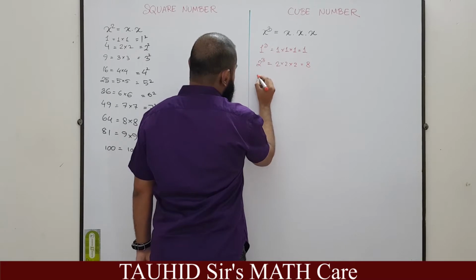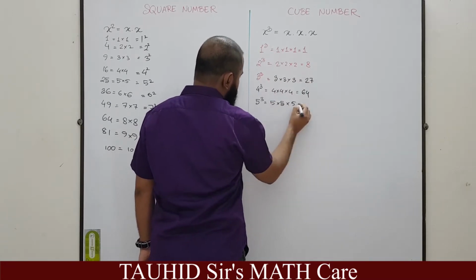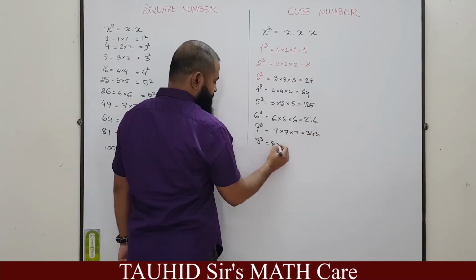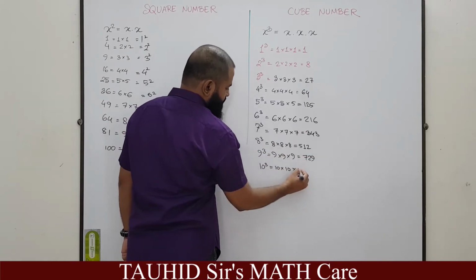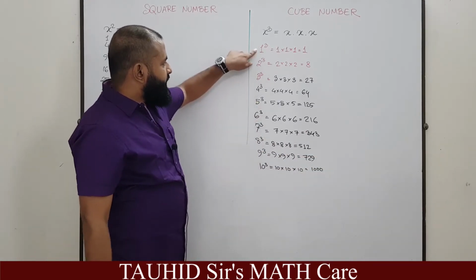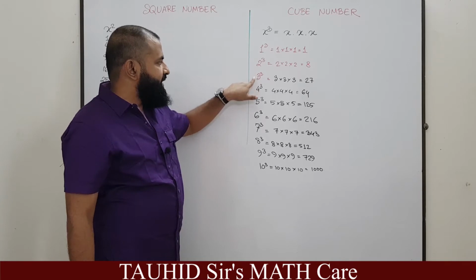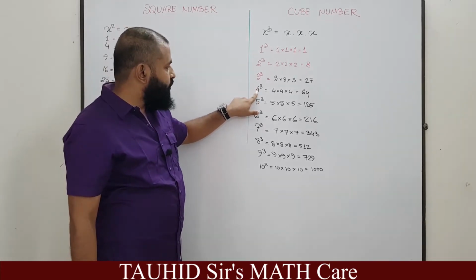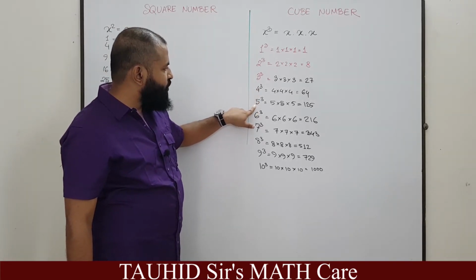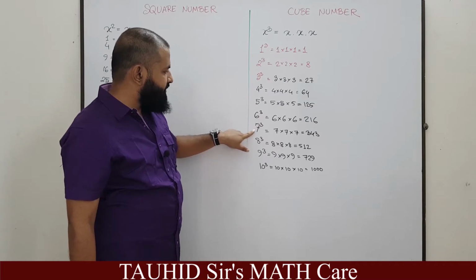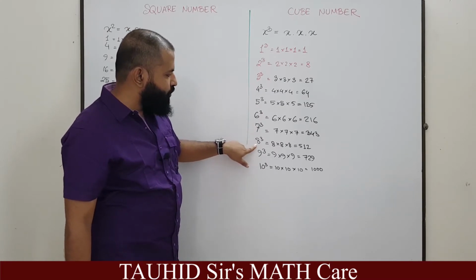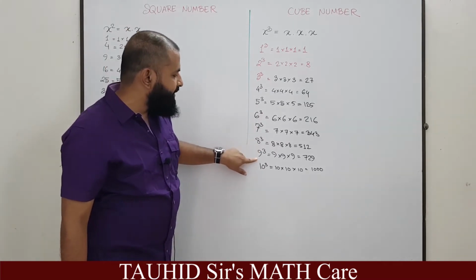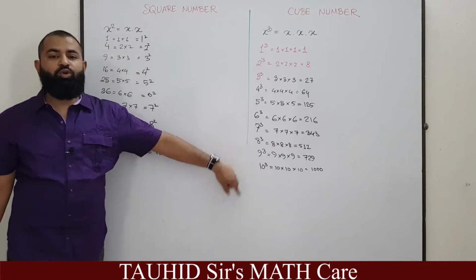In the same pattern, we can see that 1 cube equals 1, 2 cube equal to 8, 3 cube equal to 27, 4 cube equal to 64, 5 cube equal to 125, 6 cube equal to 216, 7 cube equal to 343, 8 cube equal to 512, 9 cube equal to 729 and 10 cube equal to 1000.